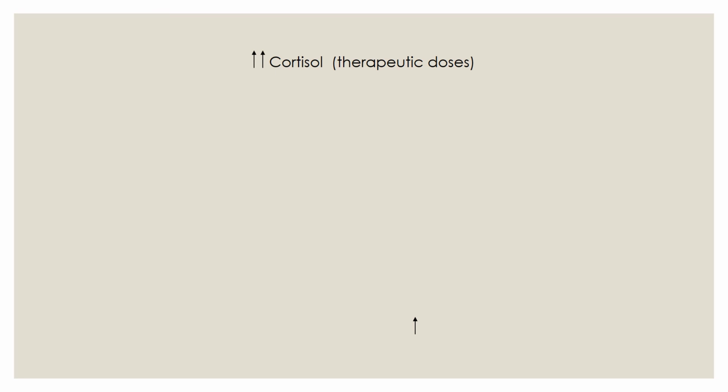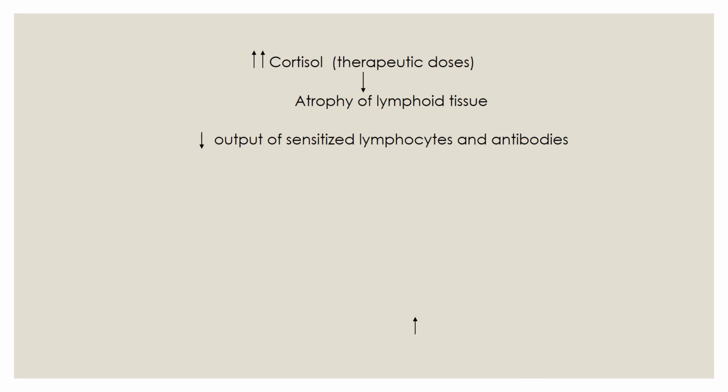Only when it is given in high doses for some type of treatment, so in therapeutic doses where the cortisol concentration is increased, this will cause atrophy of the lymphoid tissue, which will reduce the output of sensitized lymphocytes and antibodies, which is an important part of the immune system. So there will be a suppression of the immune response.